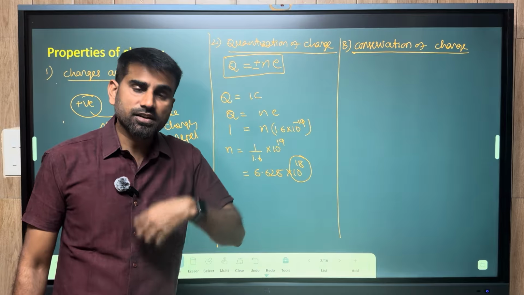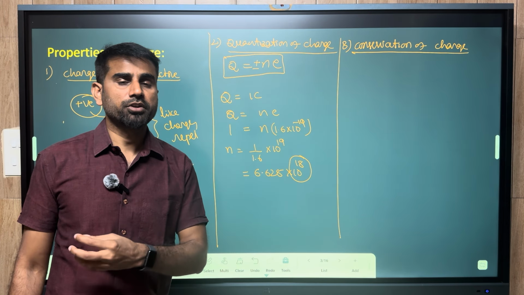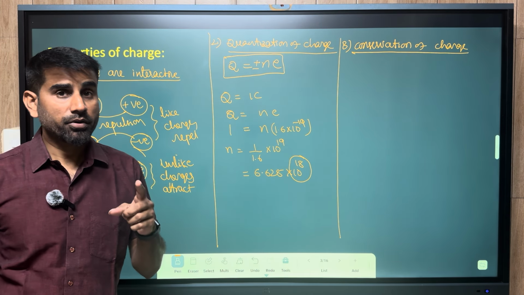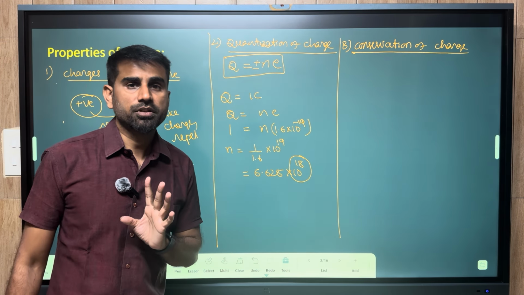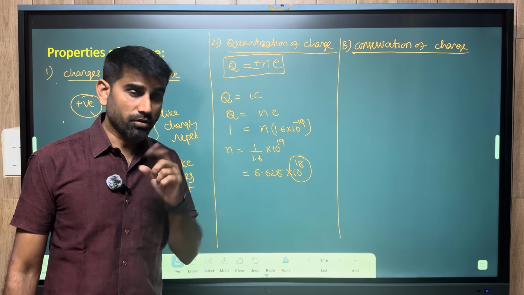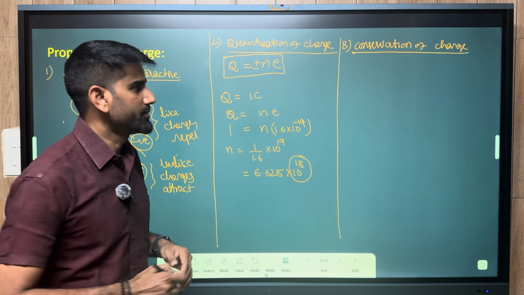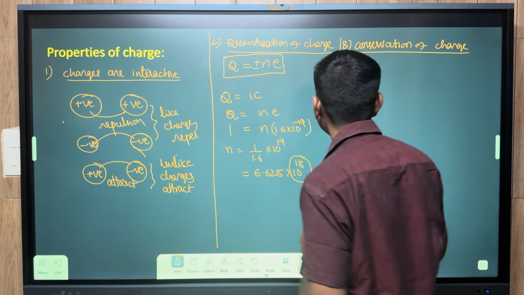So charge gets transferred from one place to another, or one body to another body, or one point to another point. However, charges cannot be created or destroyed, but can be transferred from one body to another body. However, the total charge of an isolated system remains constant. I am going to write the statement here.